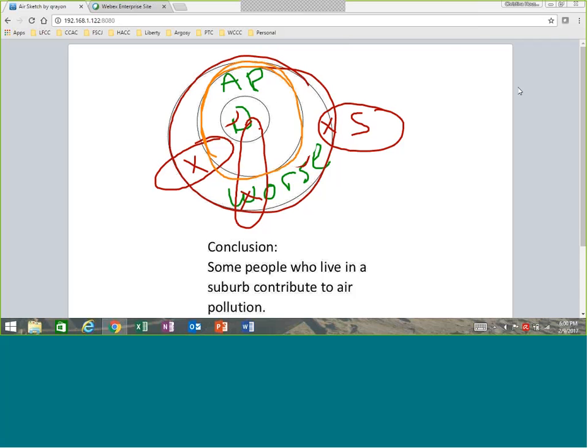So in order for that to be valid, this suburb circle has to be intersecting the air pollution circle. But what about this case? It's not intersecting the air pollution circle at all. And remember, it only takes one to say invalid. So this one would be invalid, because "some people who live in a suburb contribute to air pollution" would mean that this has to be overlapped with the air pollution, but it's not.